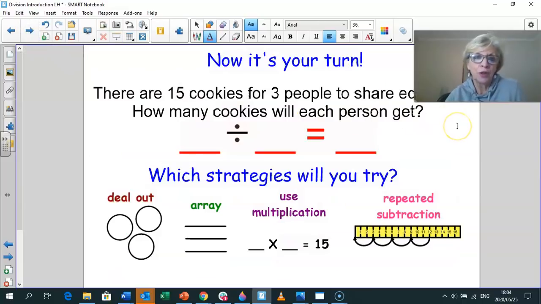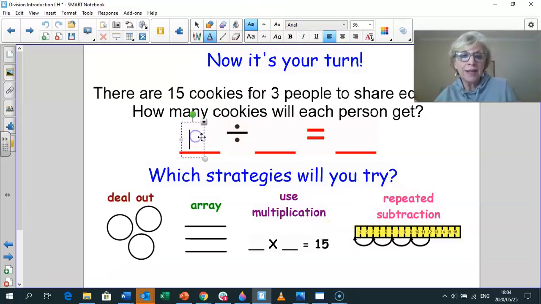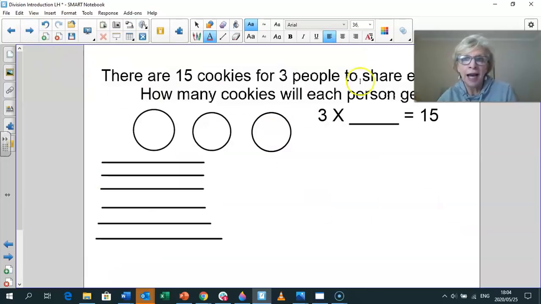Now it's your turn. We're going to do this one in each of the different ways I've shown you. So there are 15 cookies for 3 people to share equally. How many will each one get? Will I deal out an array, use multiplication, or repeated subtraction? Well, guess what? I'm going to use all of them. So what is our number sentence? 15 divided by 3, and we're going to go and find the answer on the next slide.